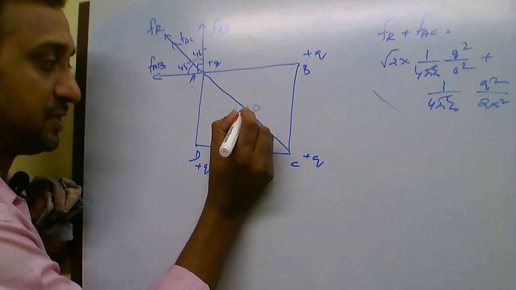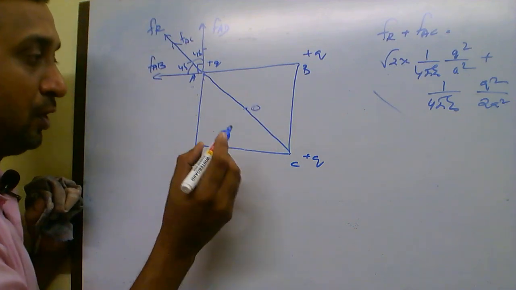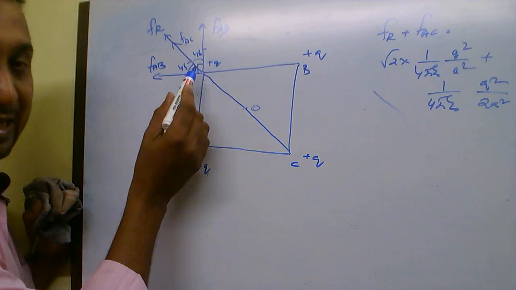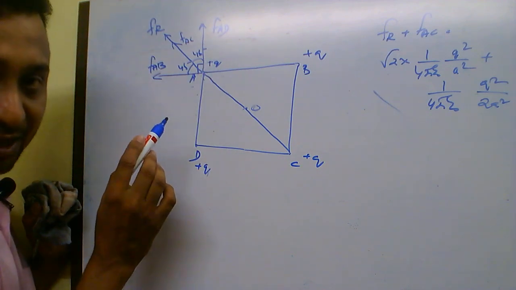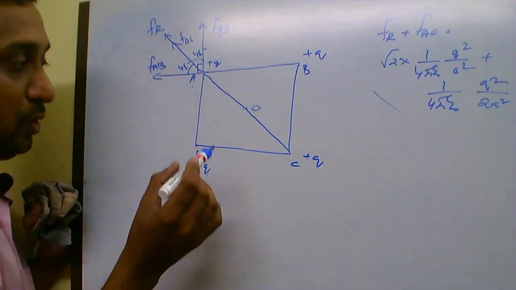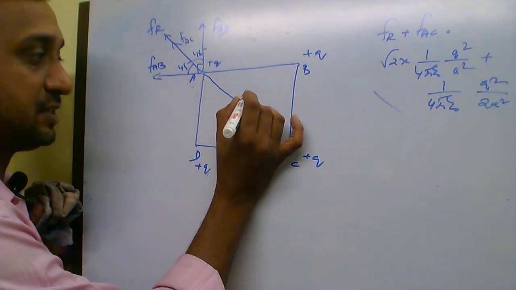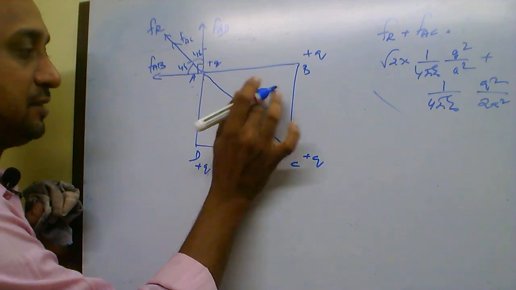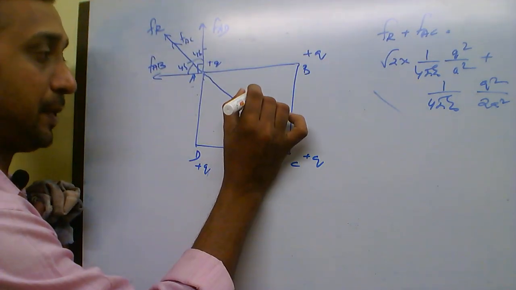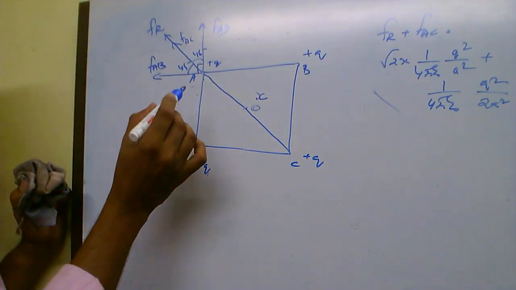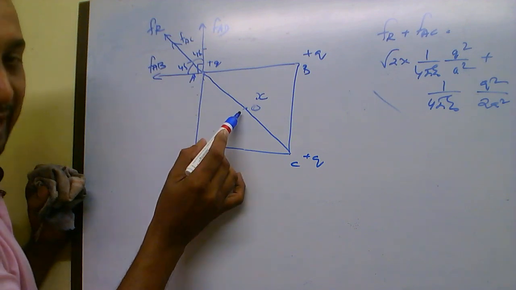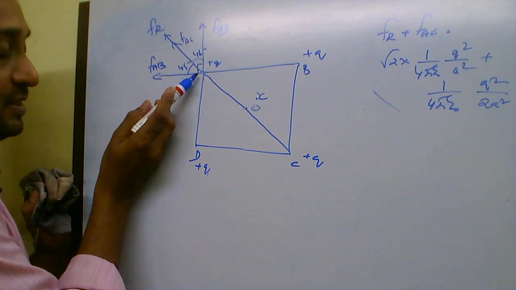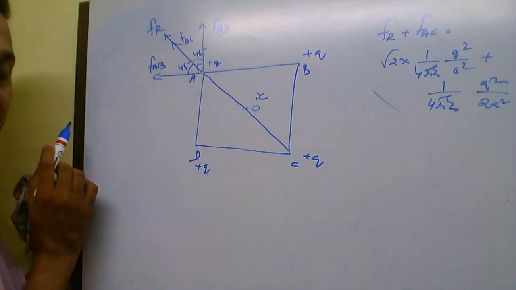So you should keep some charge at this point O, so that the repulsive force which is felt by the charge kept at A is nullified, or that repulsive force should be equal to the attractive force between the charges you keep at A and O. Let the charge which I keep at O be X. So the force of attraction between A and X should be equal to the force of repulsion which is felt by the charge kept at A.